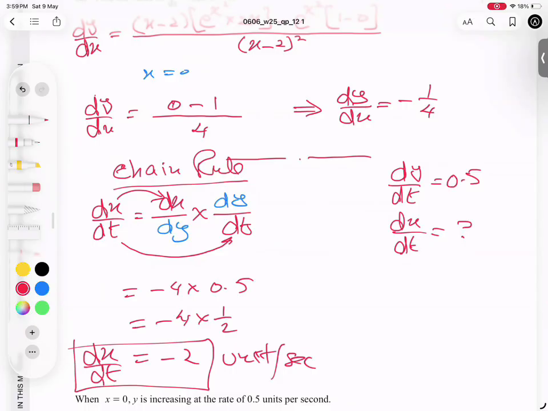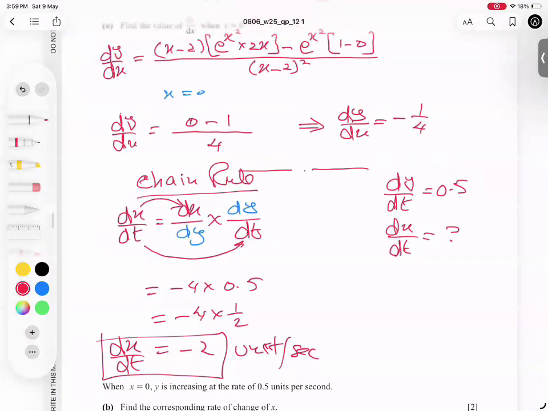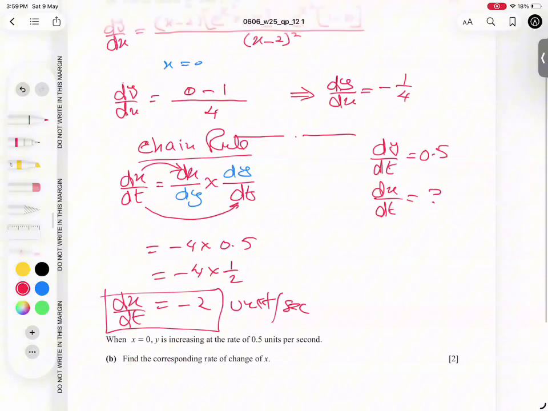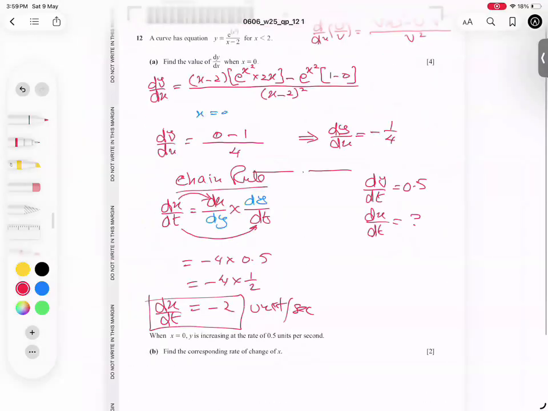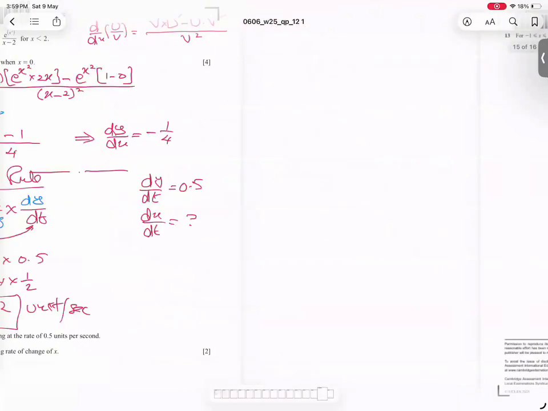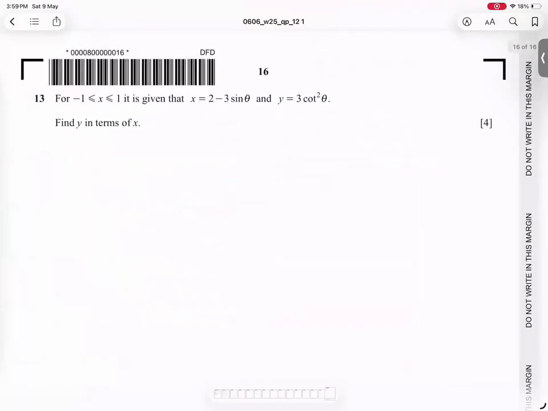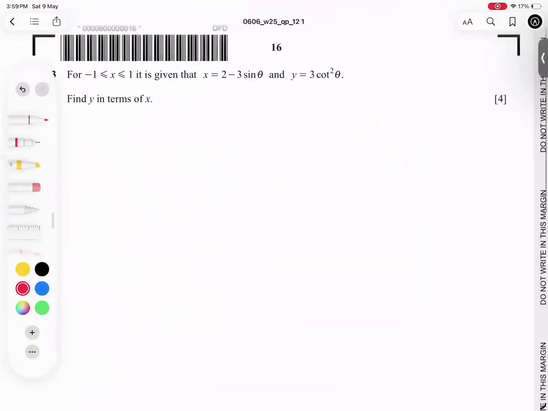Okay, students, after this, this is done. On the next page, we have one last question of the paper. And what question do we have? He said, find y in terms of x when we have this condition: the x value is between -1 and +1, and we have these two conditions. So how can we do it, students?